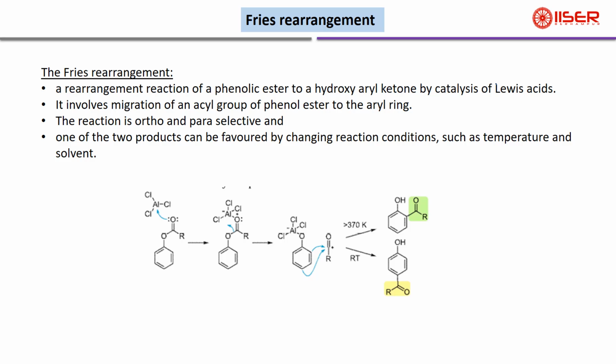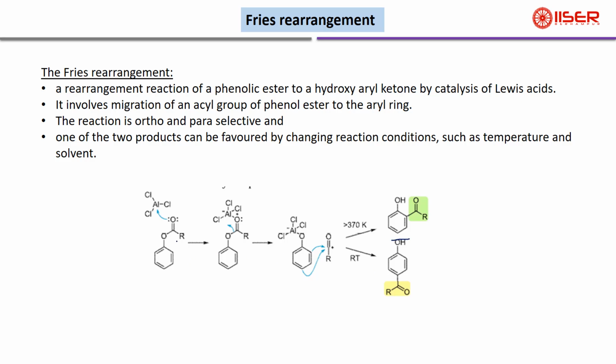So Fries rearrangement is a reaction of a phenolic ester to a hydroxyl aryl ketone, catalyzed by a Lewis acid. It involves a migration of an acyl group and the reaction is ortho-para selective, and one of the two products can be favored by changing the reaction conditions such as temperature or the solvent. So let's see the mechanism.